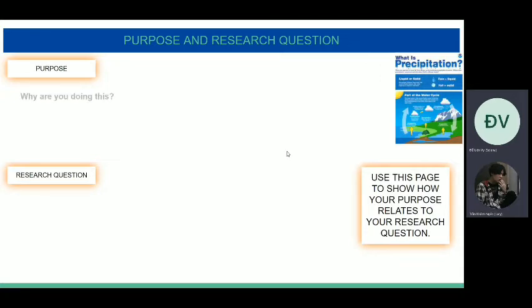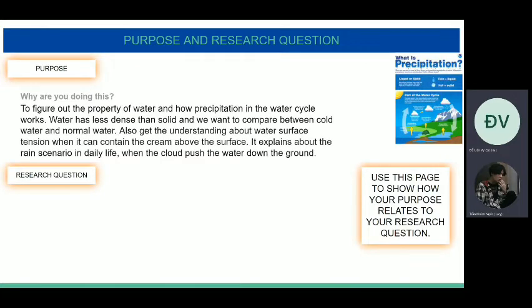Our purpose for doing this is to figure out the properties of water and how precipitation in the water cycle works. We will also compare cold and normal water. Furthermore, we can comprehend water tension, which contains the cream, as well as how rain falls on a daily basis when clouds push water down to the ground.